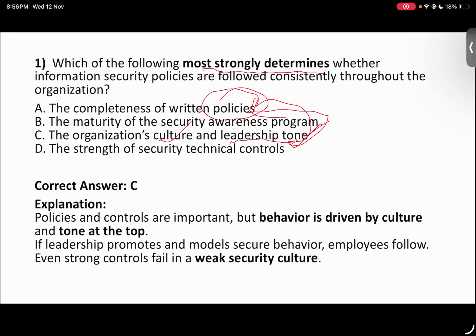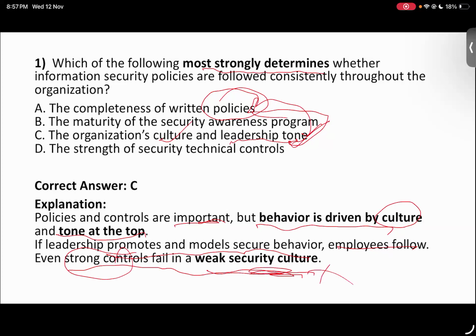So policies and controls are important, but behavior is driven by the culture and the tone at the top. Leadership will promote and model, they become a model for secure behavior. Employees should follow. Even strong control fails in a weak security culture. So that means if you have a strong control but weak culture, the security will fail. So first we need to understand the top behavior, culture, and the tone. Then only you will be able to define the policies. As I discussed, you need to know the culture and drive that culture into the security policies.